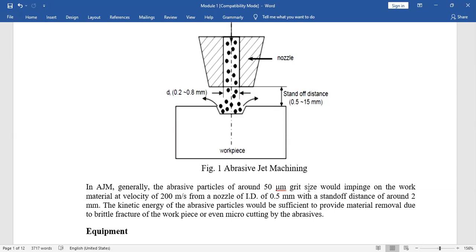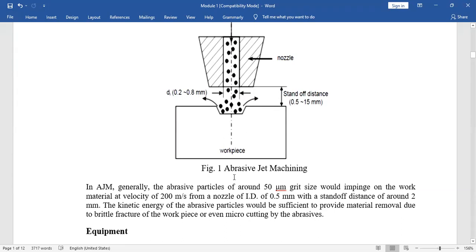If you take a sand particle, the diameter is in the millimeter range, around 0.01 millimeter. But the abrasive particle is much smaller than that, around 50 micrometers, so it is very, very small. But every abrasive particle has multiple edges, and these multiple edges act as a multi-point cutting tool.